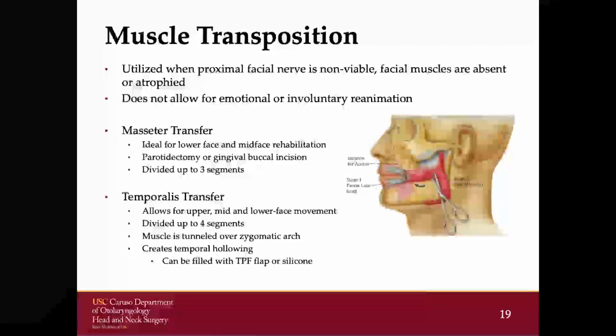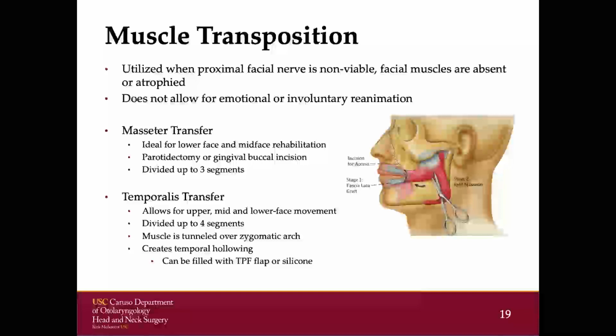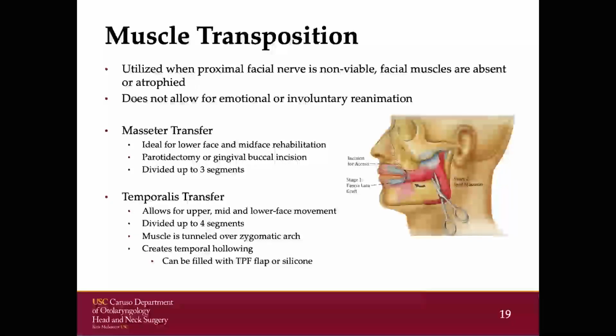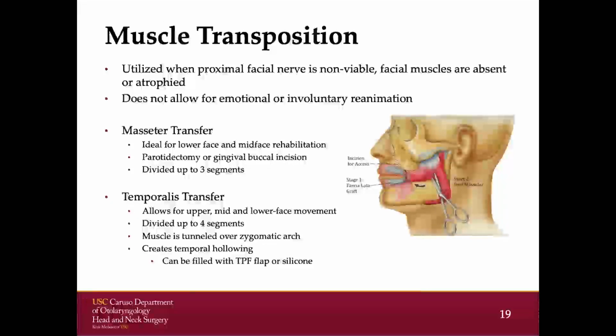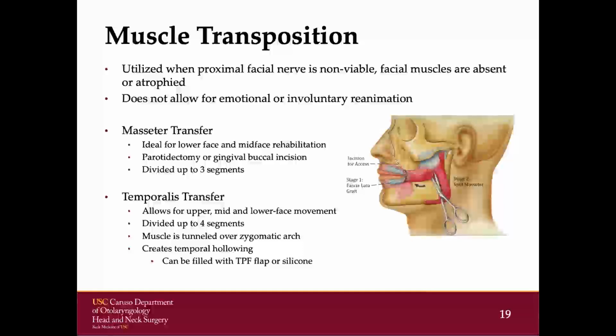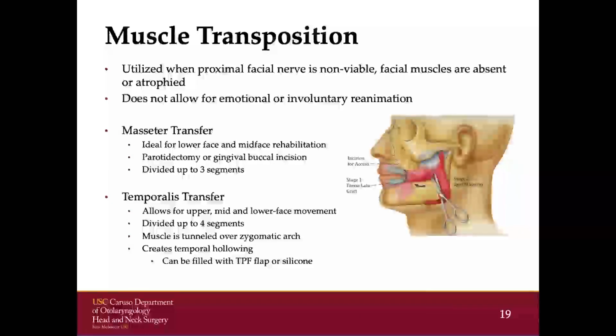Pretty amazing. Okay. So the next intervention that's available is muscle transposition. This is utilized when the proximal facial nerve is non-viable or the facial muscles are absent or atrophied, and it doesn't allow for emotional or involuntary reanimation or control. The two that are generally described are the masseter transfer, which is ideal for lower face and mid-face rehabilitation, and it can be performed through a parotid or a gingival buccal incision, and the muscle can be divided up to 3 segments, which can attach to different parts of the lower and mid third of the face.